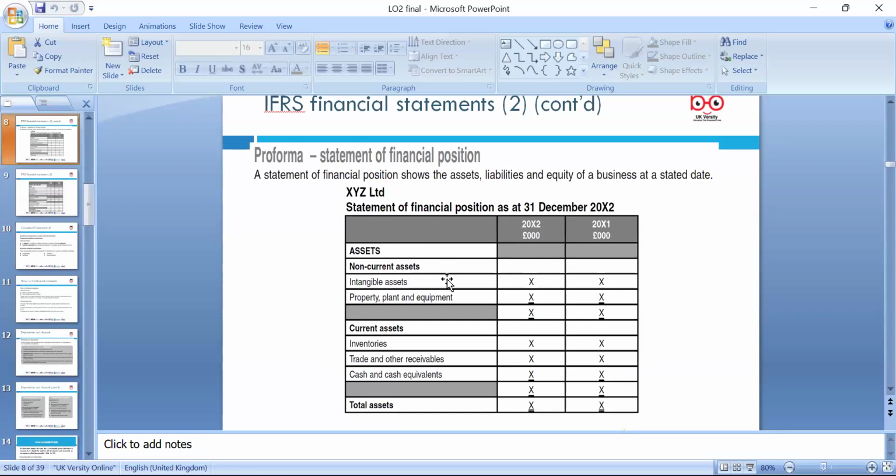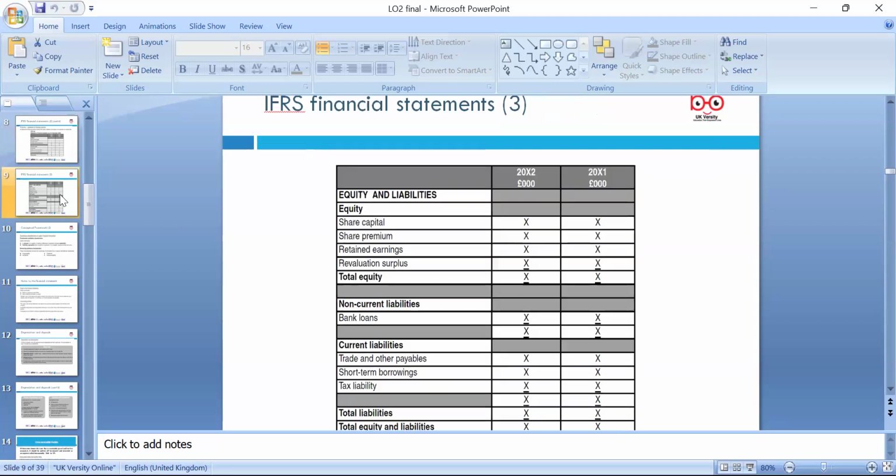And then we will go through the current assets, which follow under inventory, trade receivable, cash equivalent. That comes under the current assets. And then we'll go through the total assets, and when we minus the total liabilities, it becomes the net current assets.